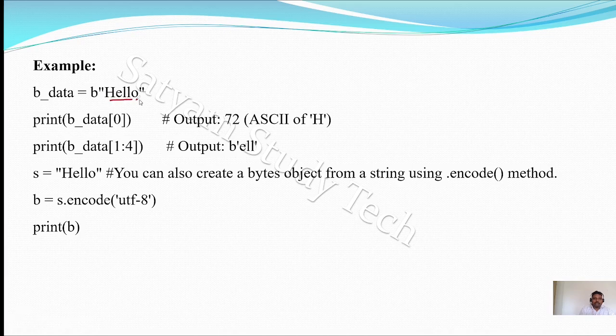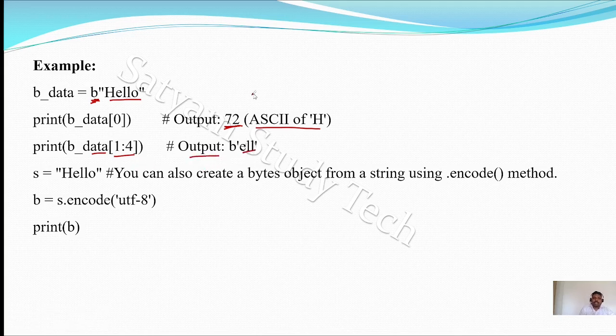For example, "hello" is a string type. This string type is converted into bytes. Now we can see the byte data at index 0, that is the value of h, and here it displays 72. So the ASCII of h is 72. Now we can see the bytes data [1:4], and the output is ELL.